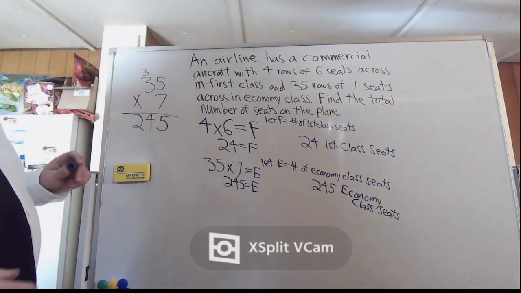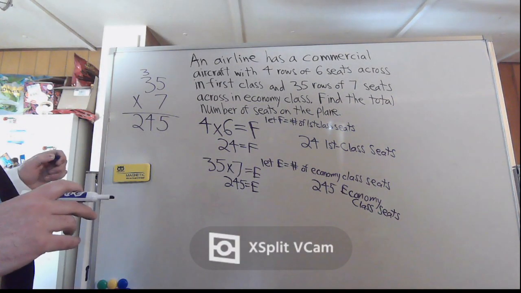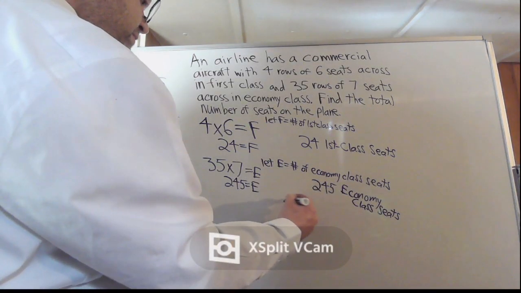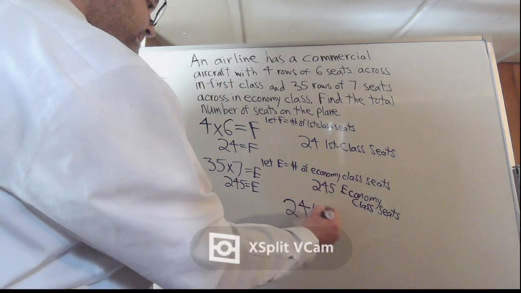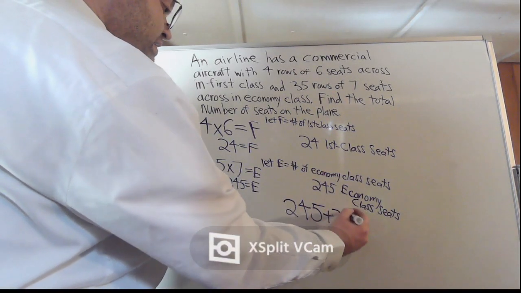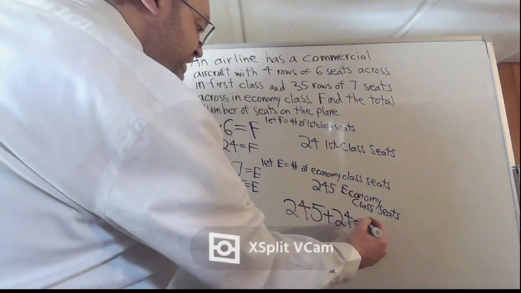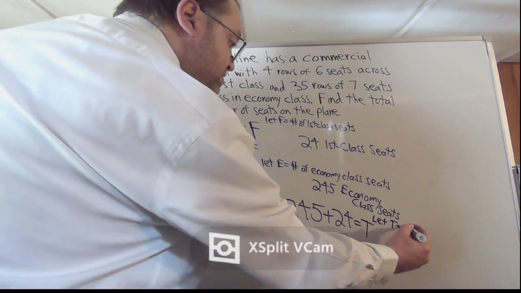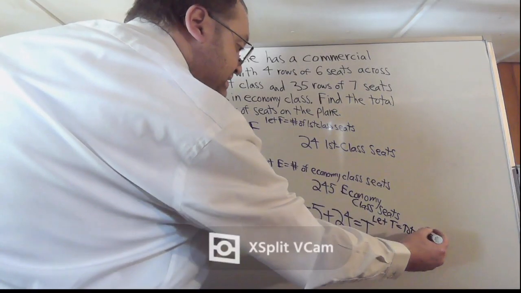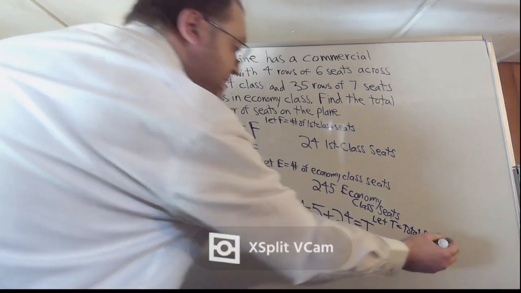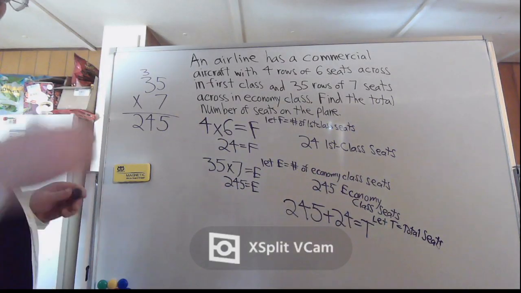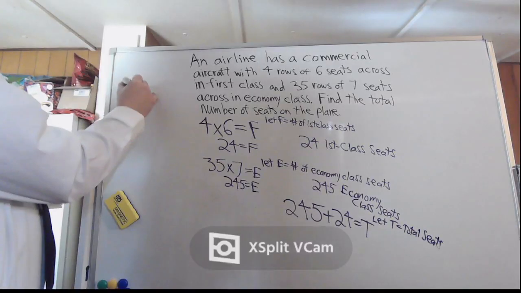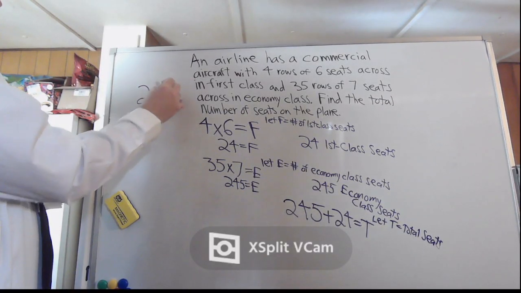Now, if you want to figure out the entire plane, you got to add the 2 together. You'll simply take the 245 and your 24. That's going to equal T, which we will let T equal total seats. T is your total number of seats. Now all we got to do to solve this problem is figure out what is 245 plus 24.